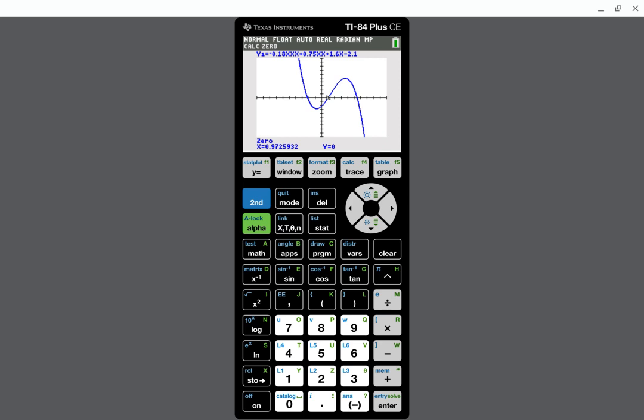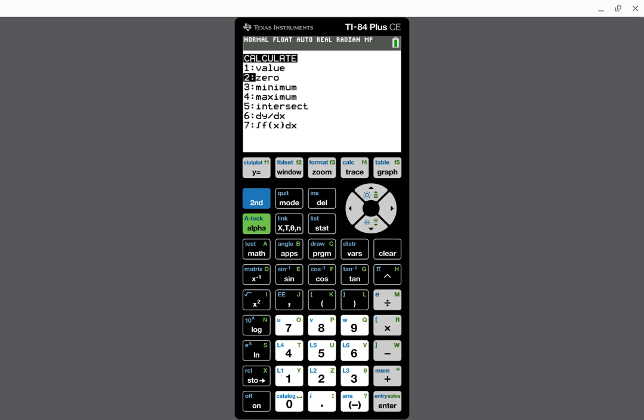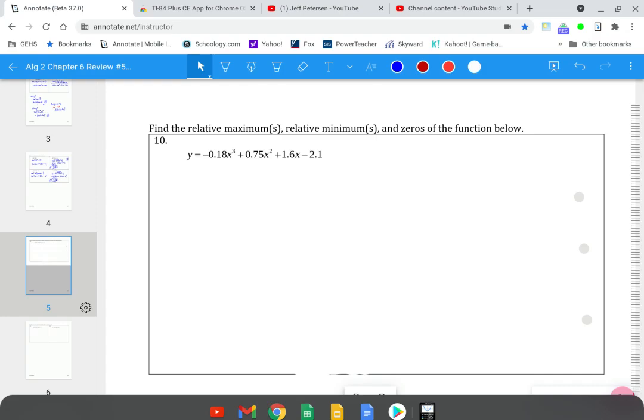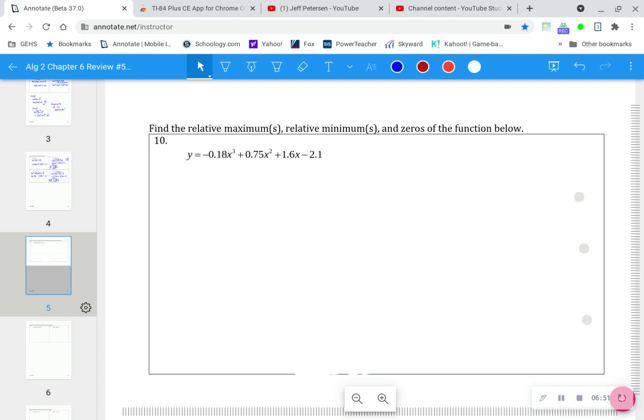0.97. So the last answer looks like it's between 5 and 6. I'm going to play it safe and go 4 and 7. So second, calc, choice 2, and I'm going to use 4 for a left bound and 7 for a right bound. So 4 enter, 7 enter, and then hit enter once more. And it tells you the last answer is 5.41. So I'll just put all those answers on screen here in a second.